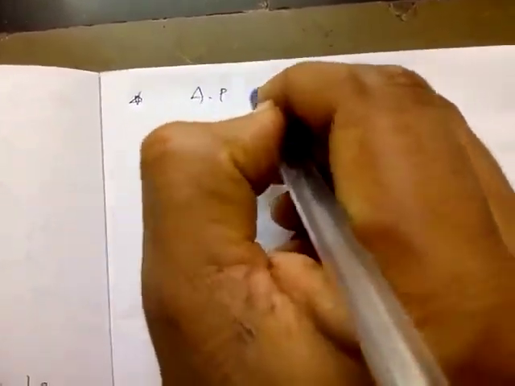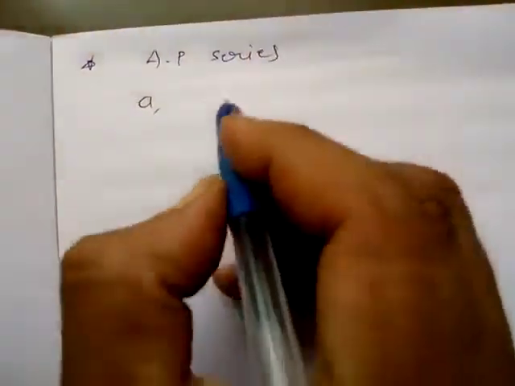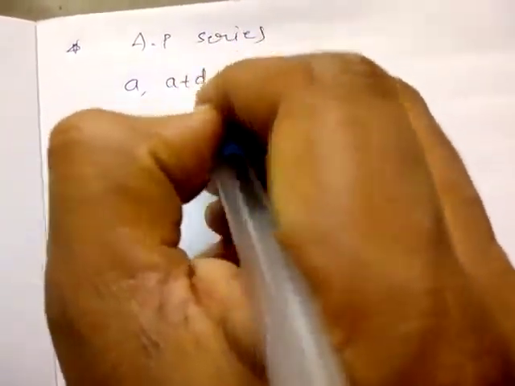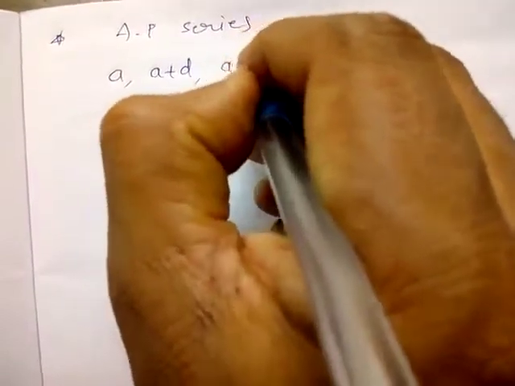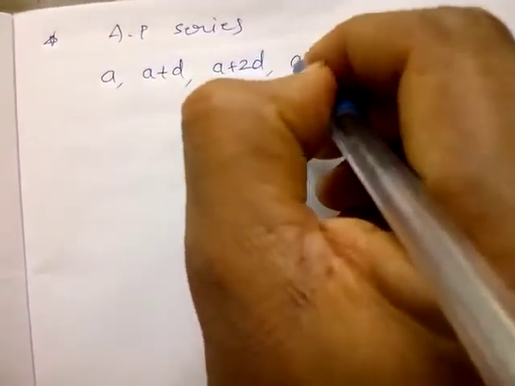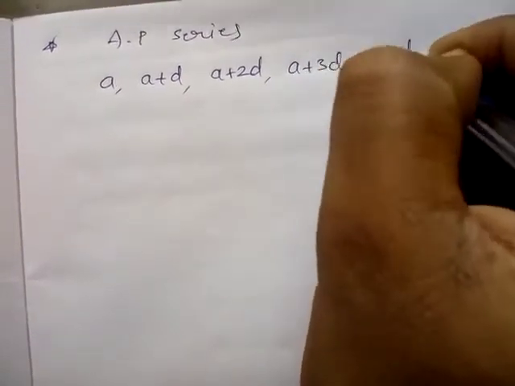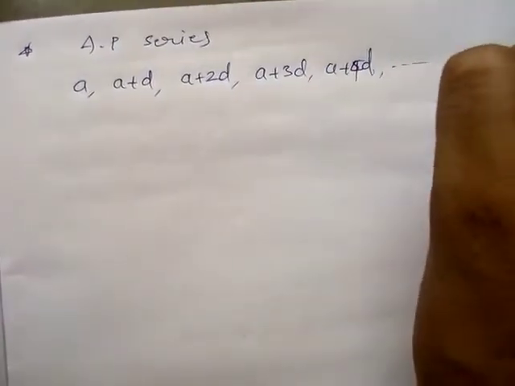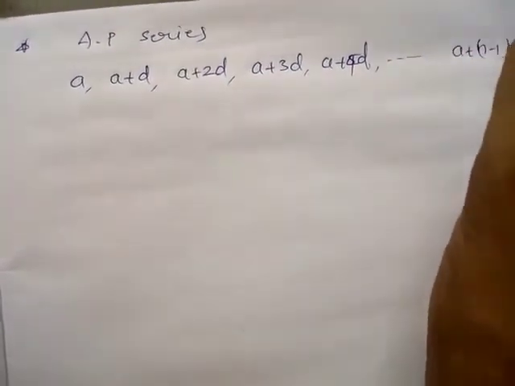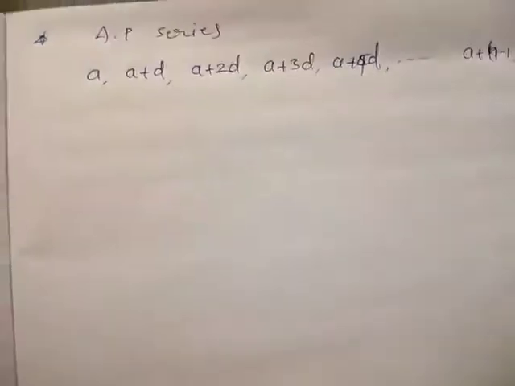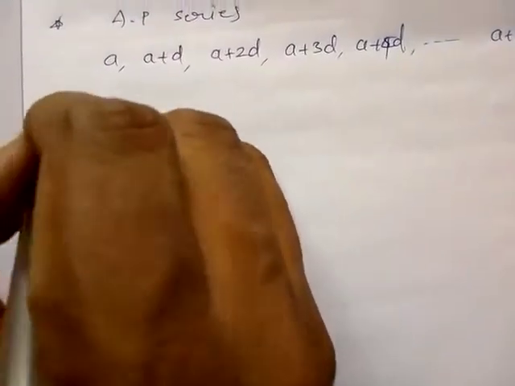So therefore, in an AP series, a is the first term, the second term is a plus d, the third term is a plus 2d, the fourth term is a plus 3d, the fifth term is a plus 4d, and so on, the nth term is a plus n minus 1 into d. This is the AP series.